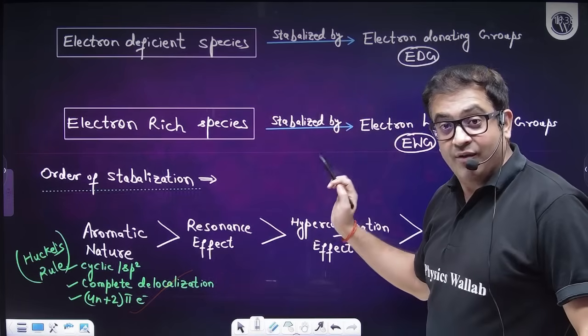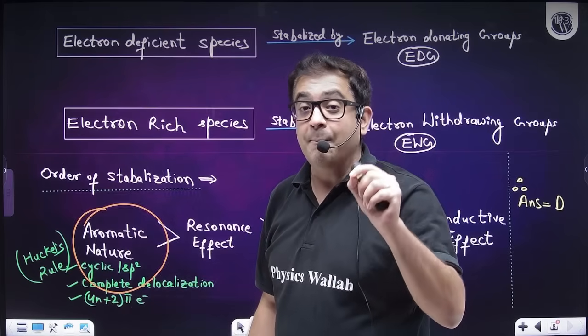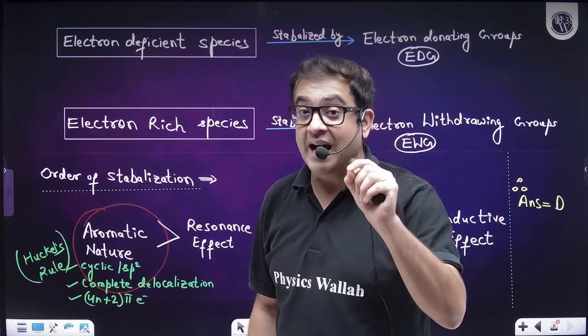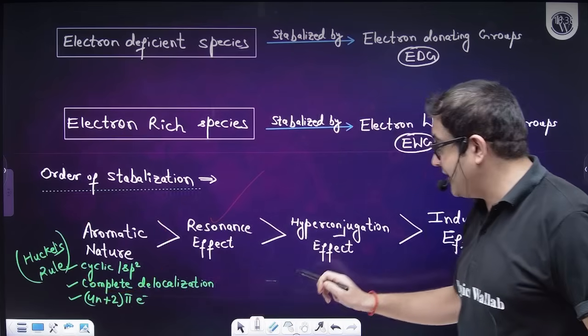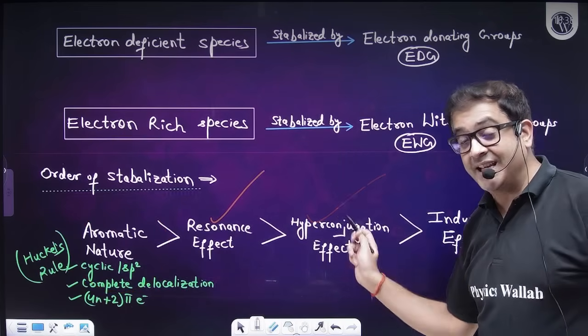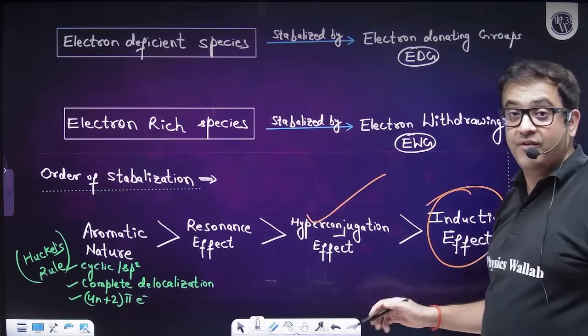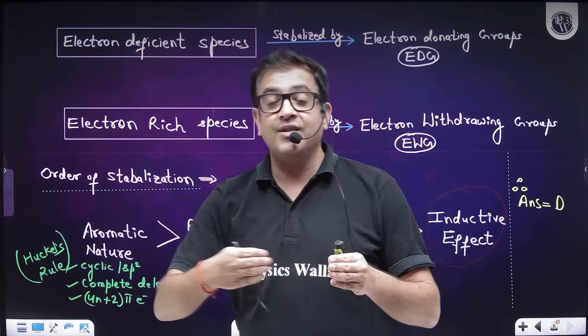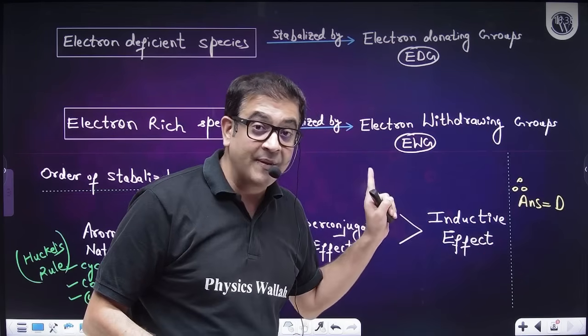Because of that, obviously, we know that aromatic nature makes the compound extremely stable. This is the highest case of stabilization. Post that, you have resonance stabilization. After that, you have sigma-pi conjugation, which is hyperconjugation. And because inductive effect is just partial transfer of charge, not complete transfer, that's why it is the weakest stabilizing effect.